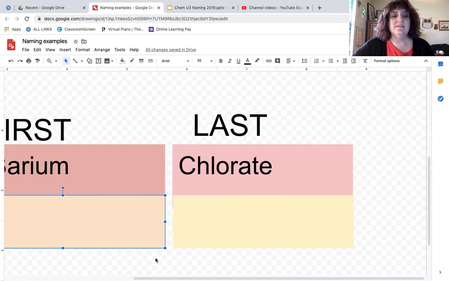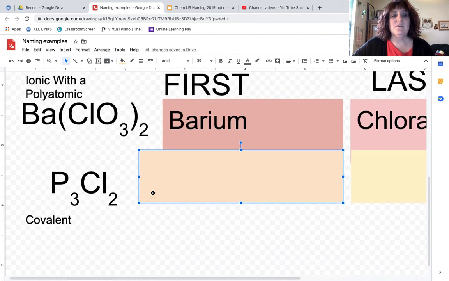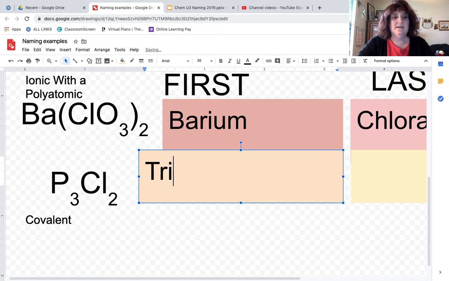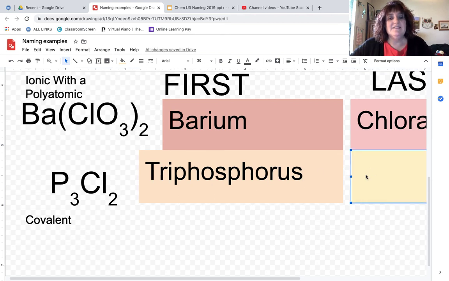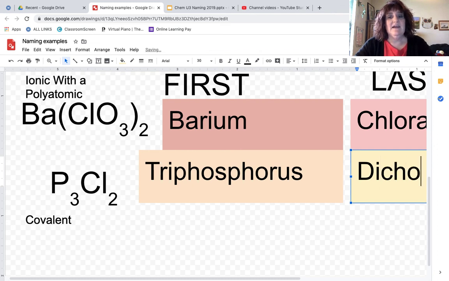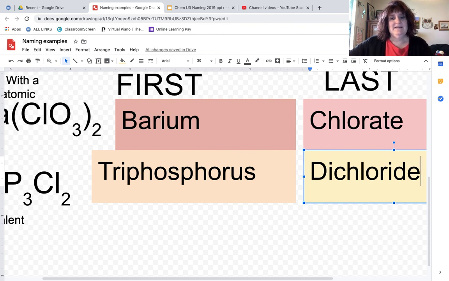This one down here, this covalent, the first name for the covalent, it's P3, so the 3 is tri, and the P is phosphorus, right? And the Cl is chlorine, but I need the prefix, so it is dichloride. Okay?